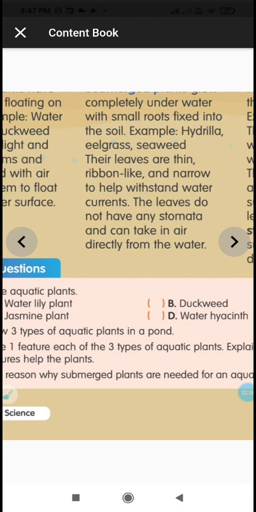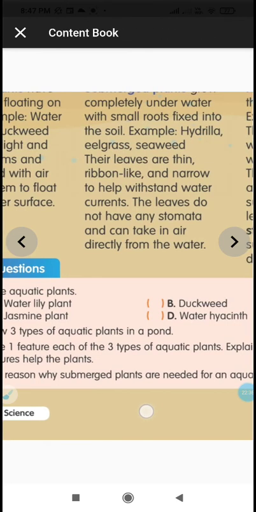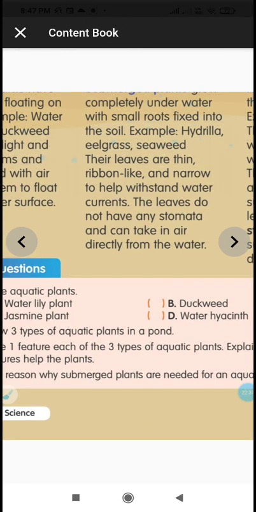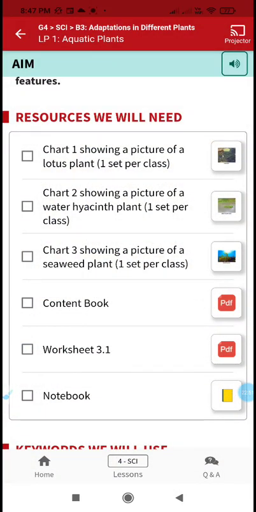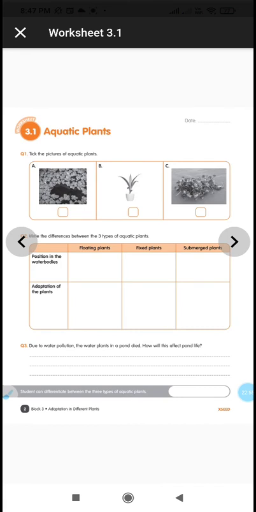And the third question, write one reason why submerged plants are needed for an aquatic habitat. Why? Because they do not have stomata. Directly they are taking the oxygen or air from the water. That's why they are totally submerged. Understood, children? Now a few questions which are given in your worksheet we'll see.